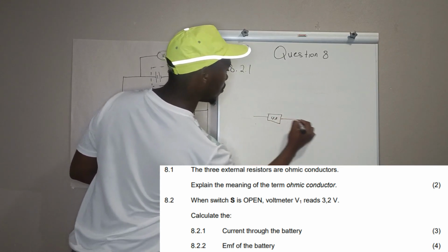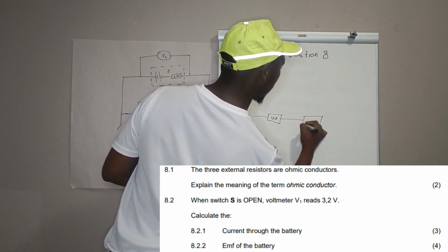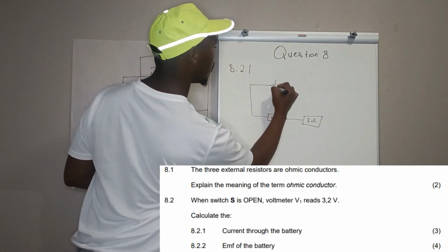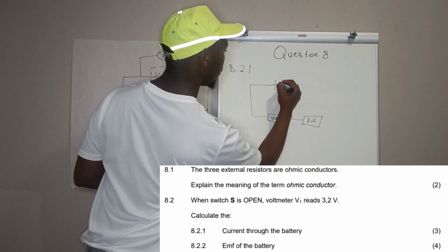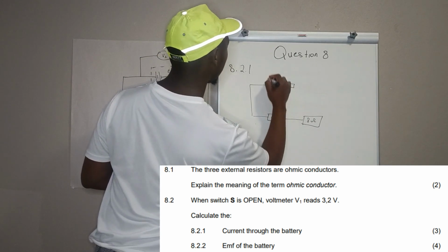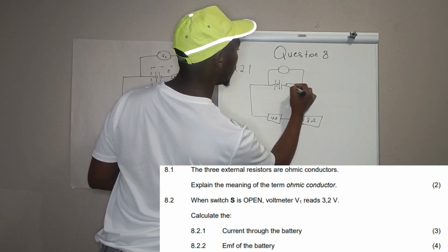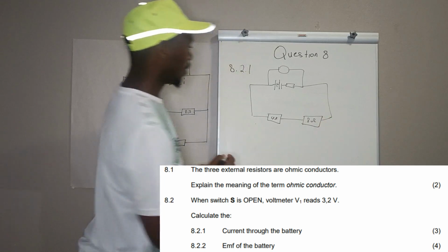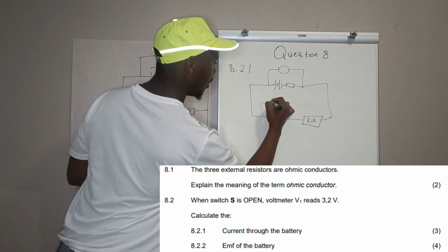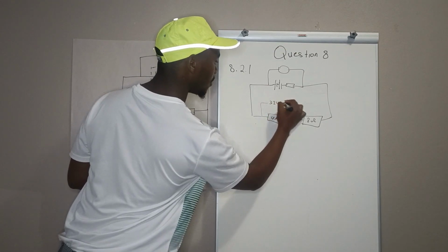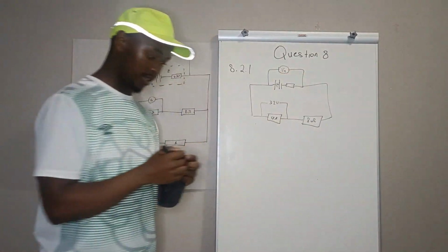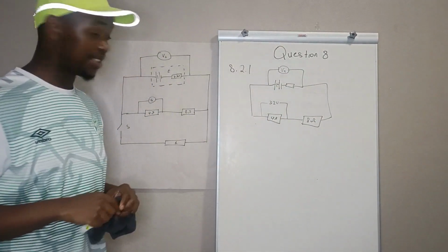Alright, so we can redraw this diagram as 4 ohm, 8 ohm, there is the battery. Alright. Okay. Then they are saying that this voltmeter here measures 3.2 volts. Then that is your V2.